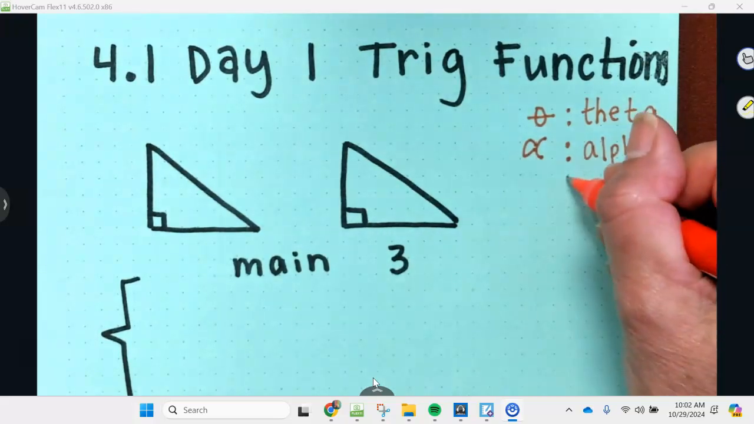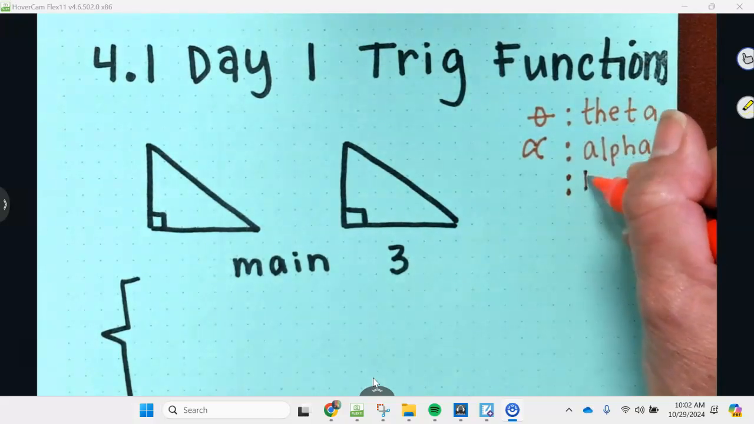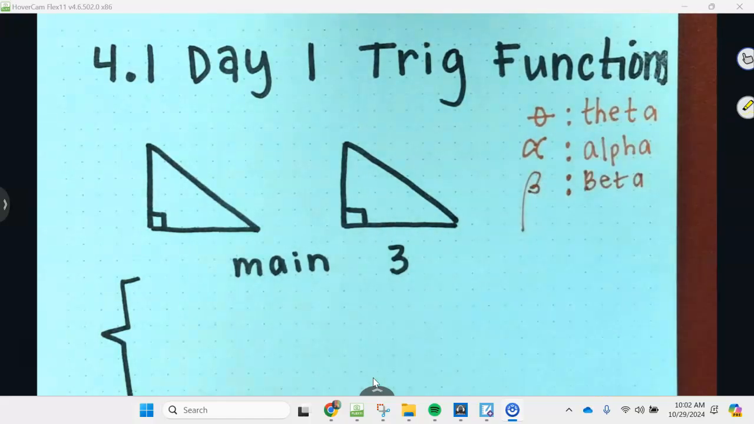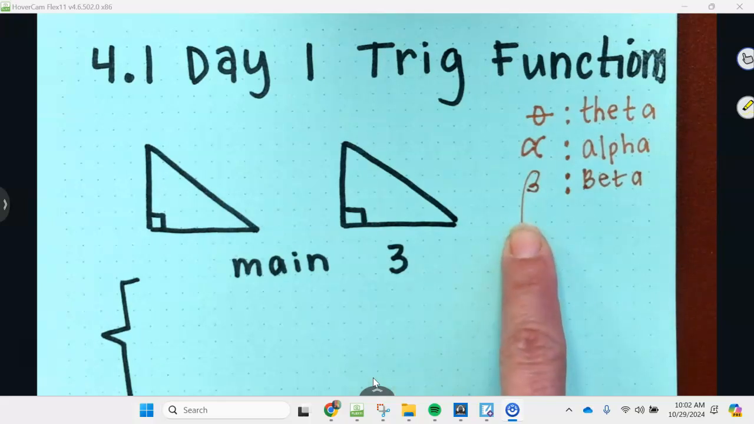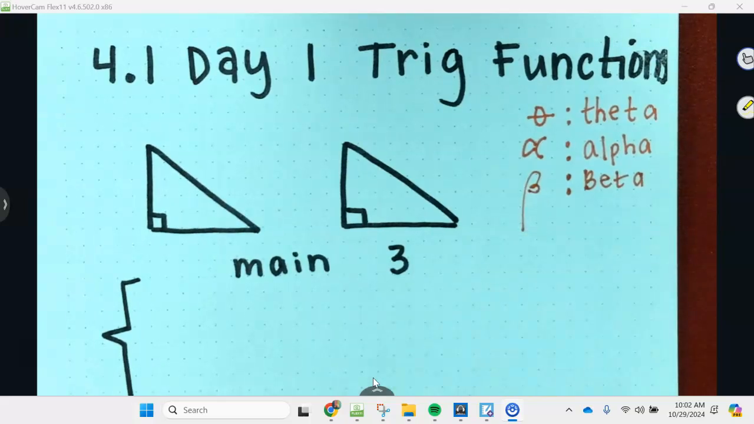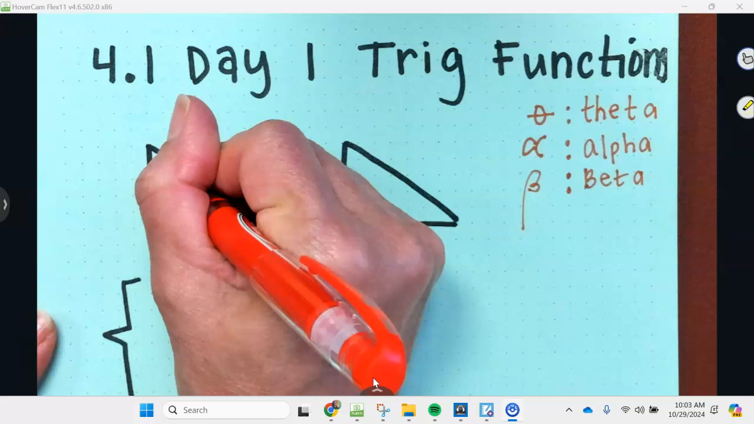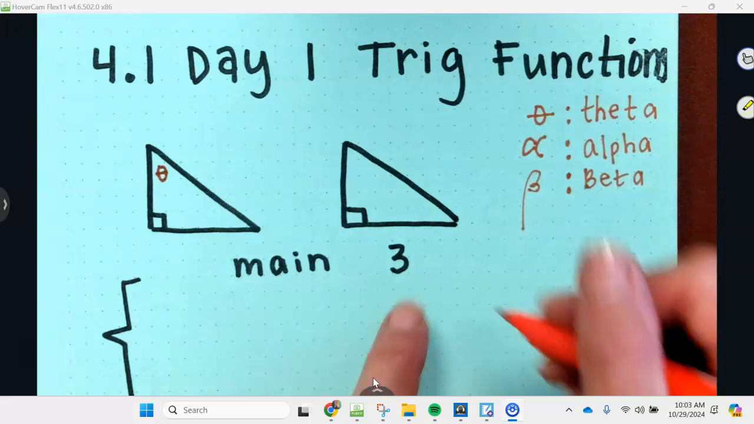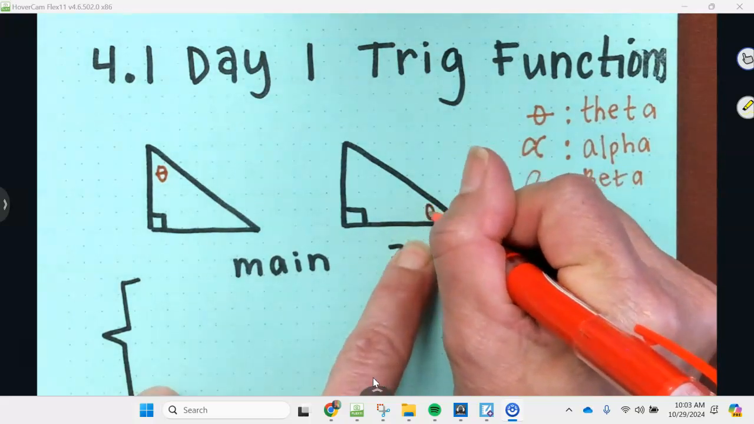And then we also use something called beta, and it looks like the letter B, but it has a long tail. I kind of exaggerated that tail. It's not that long, but it has a long tail. So with this first triangle, I'm going to identify the opposite side and the adjacent side and the hypotenuse based on this angle up here. Then I'm going to find all of those legs and hypotenuse again when I'm looking at this angle down here.